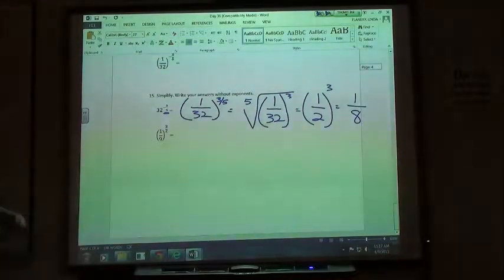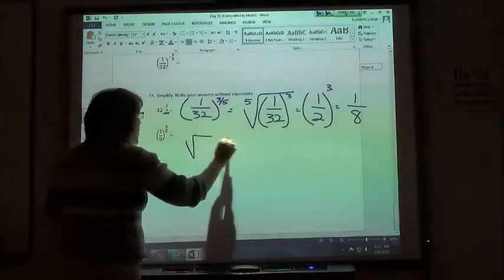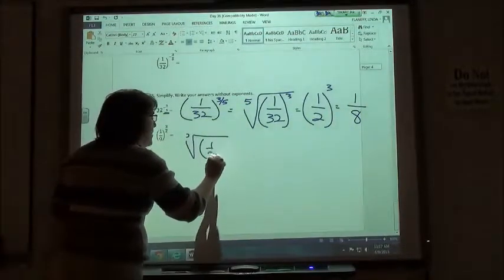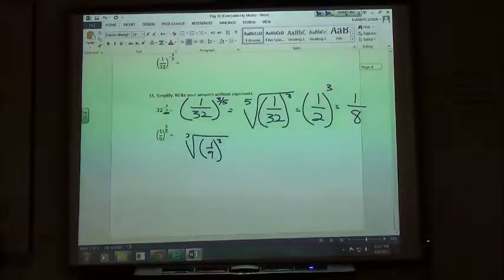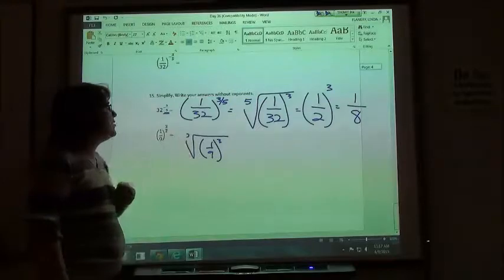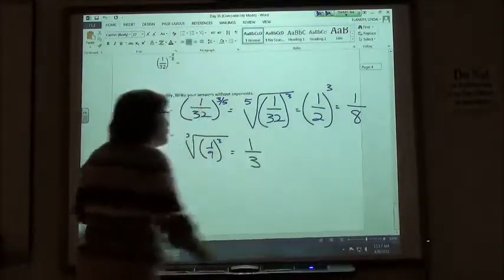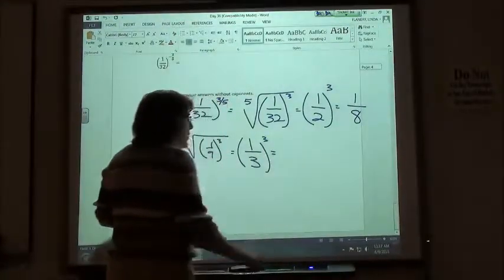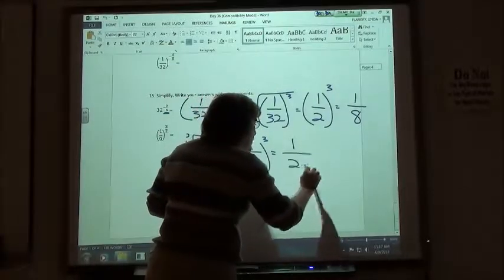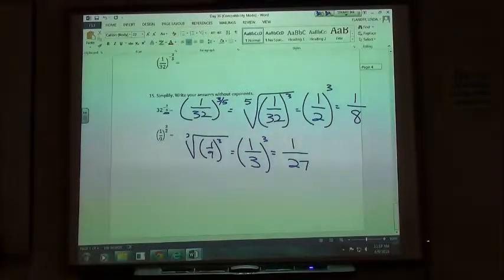This one, we have 1/9 to the 3/2 power. I don't have a negative exponent, so I'm just going to do the problem. I'm going to do the square root of 1/9 cubed. And again, you don't really need the 2 for the square root, but just to remind you where those numbers came from, the denominator is always your index here. The square root of 9 is 3, so the square root of 1/9 is 1/3. I then have to cube 1/3. 1 cubed is 1, 3 cubed is 27. So 1/9 to the 3/2 power is 1 over 27.